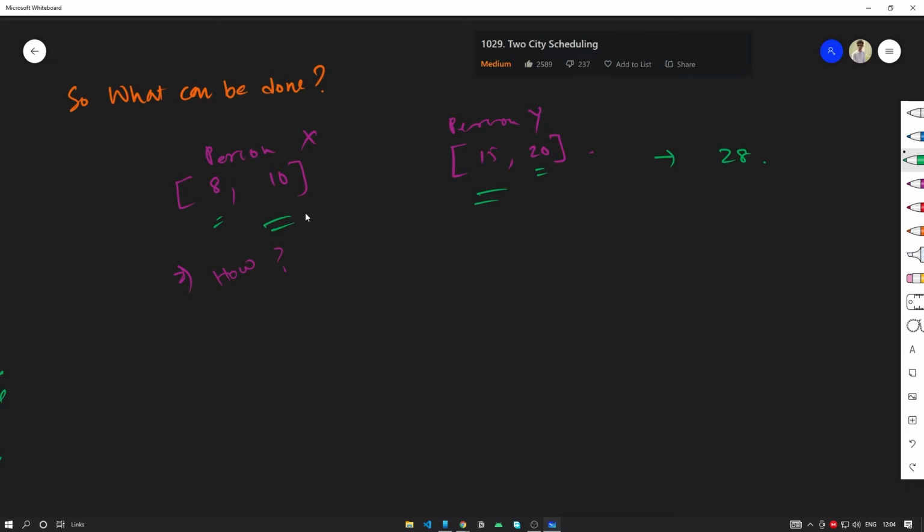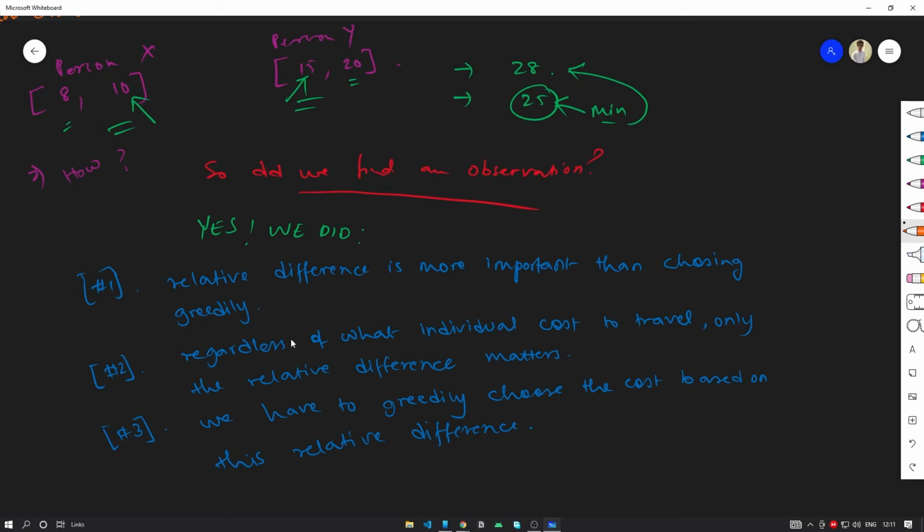The optimal solution would be to send person X to city B and person Y to city A, which will give us a traveling cost of only 25, which is definitely lower than the previous cost we had found. So, from this example we get an observation. We get 3 observations. The first and most important observation is that the relative difference is more important as compared to choosing the cost greedily.